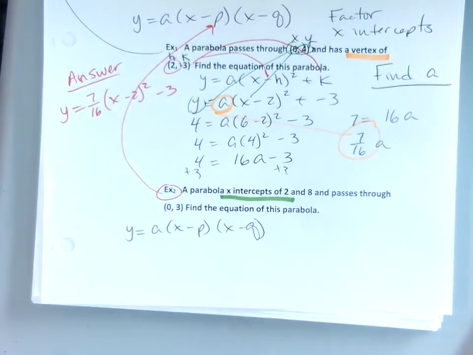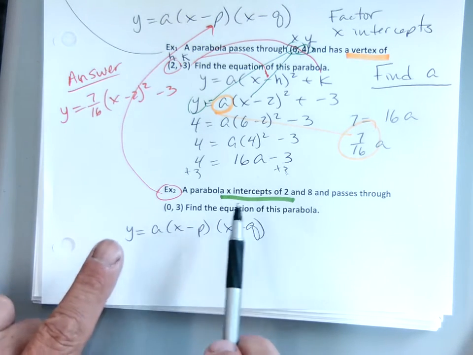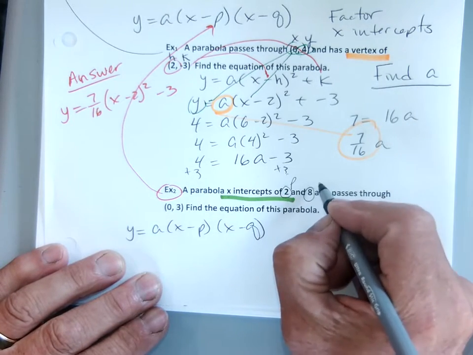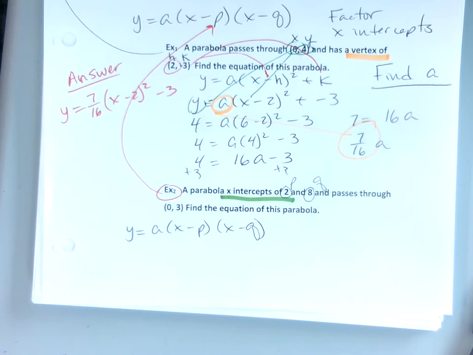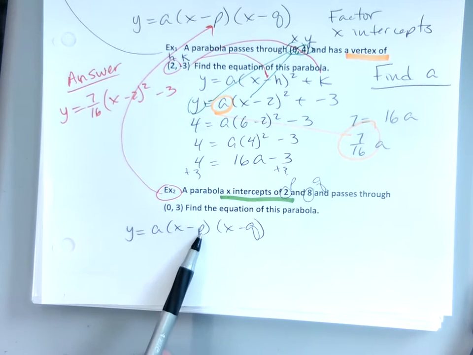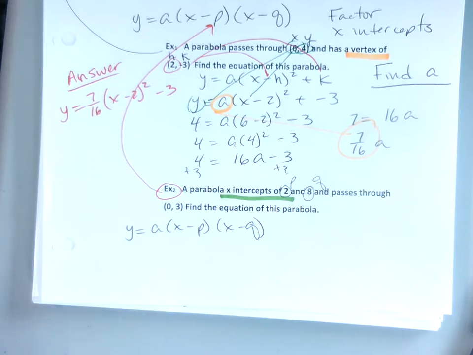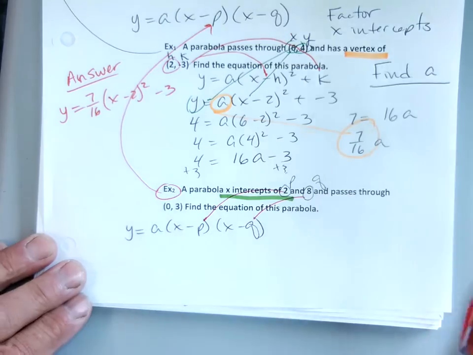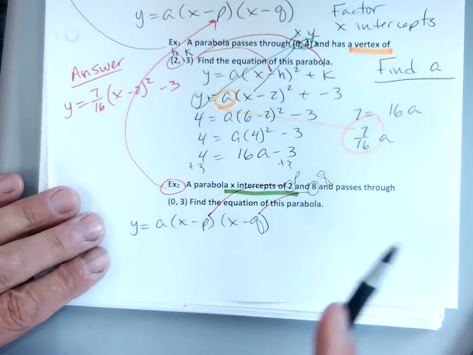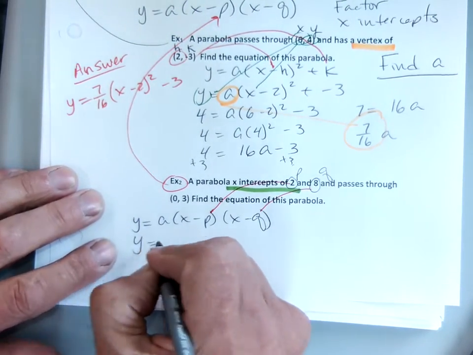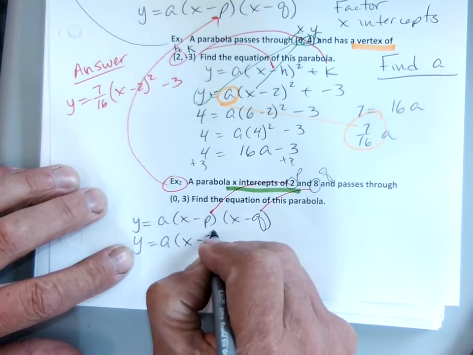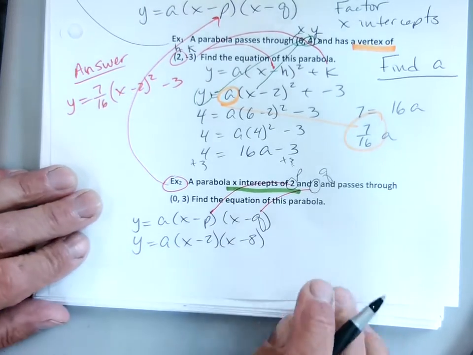All right, good. I've got the right equation. Now let's put some numbers in. Well, that's my p, 2 is my p, and 8 is my q, because those are the intercepts, right? 2 is my p, so I'll put my 2 here, and I'll put my 8 there. So I'll just take my 2, plug it there, and take my 8, and plug it in there. Okay, so let me rewrite this. I'm going to have a y equals a times x minus 2 times x minus 8, okay?